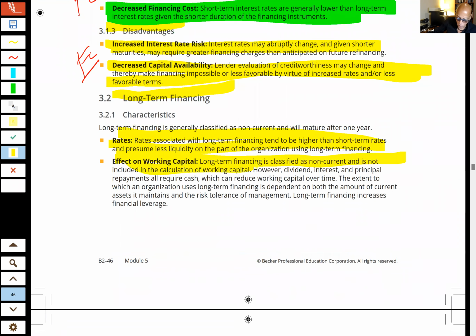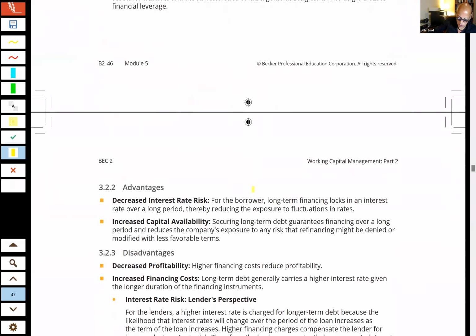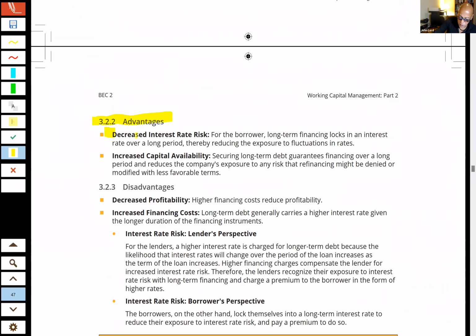Okay, coming over, advantages, disadvantages. Advantage, decrease interest rate risk. Okay, a lot of people locked into a very nice long-term mortgage rate on their homes when the interest rates were really low, and they're looking like geniuses right about now, right? Whereas increased capital availability over a long period reduces the company's exposure to any risk as interest rates were to change. So you can flashcard those advantages.